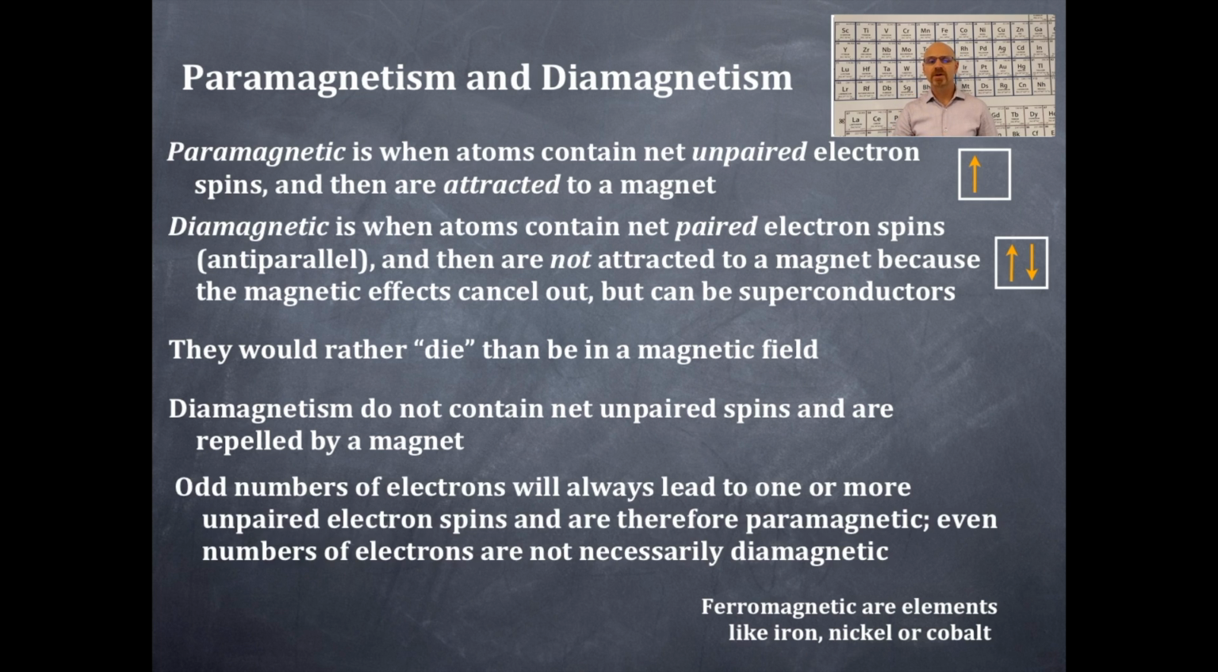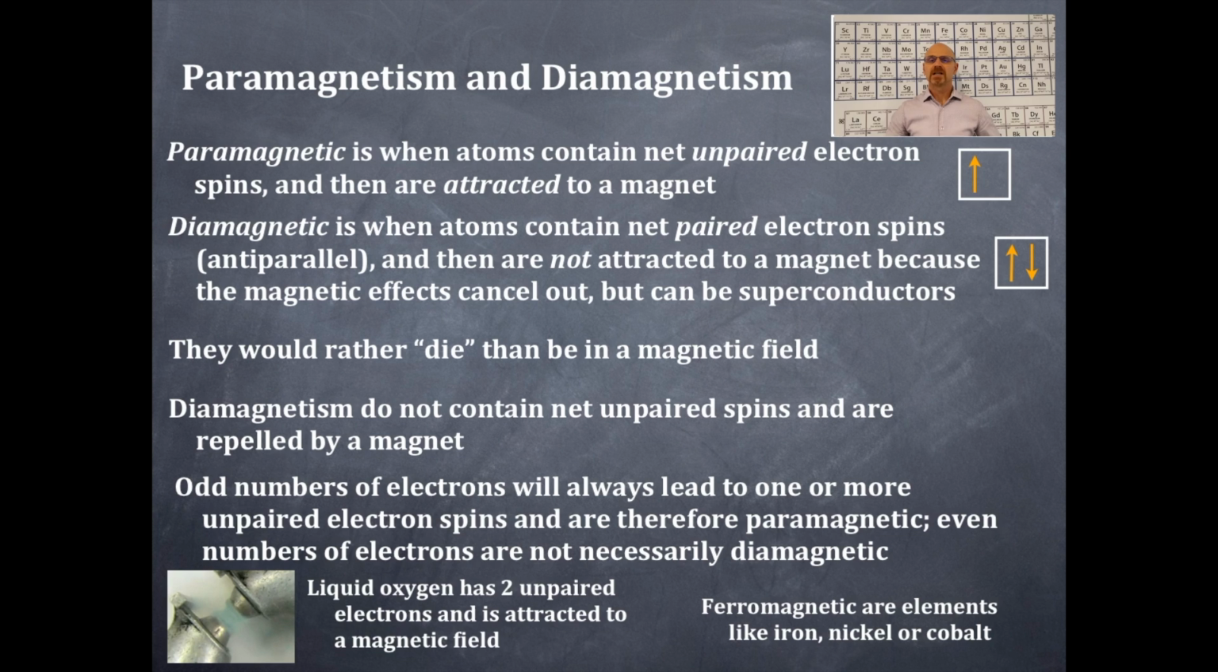Odd numbers of electrons will always lead to one or more unpaired electron spins and are therefore paramagnetic. Even numbers of electrons are not necessarily diamagnetic. This is a really cool experiment if you have a very strong permanent magnet. Liquid oxygen has two unpaired electrons and is attracted to a magnetic field.